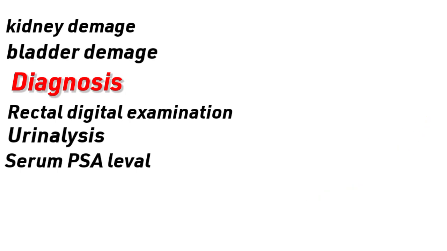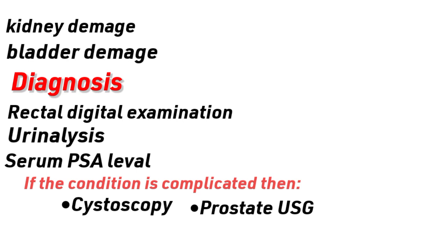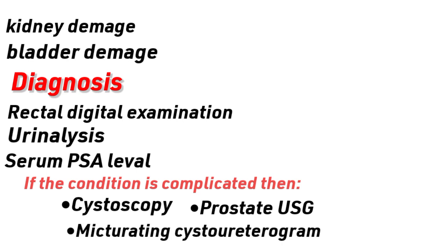If the condition is complicated, cystoscopy can be performed. It is a procedure in which an endoscope is introduced into the patient's bladder through the urethra and the internal structure of the bladder is examined. Then ultrasonography of the prostate gland can be performed. Micturating cystourethrogram and intravenous pyelogram can be performed if the condition is severe.